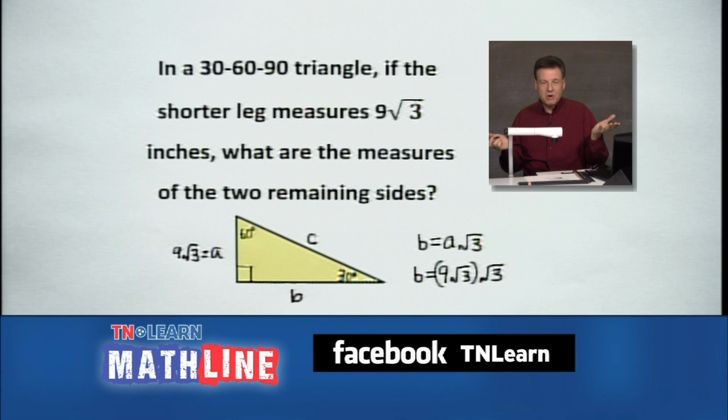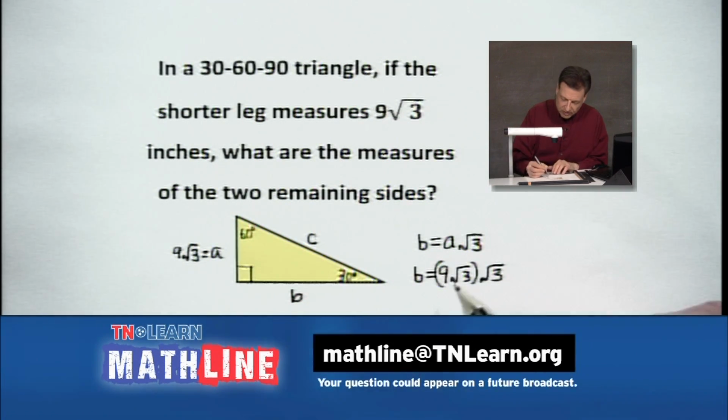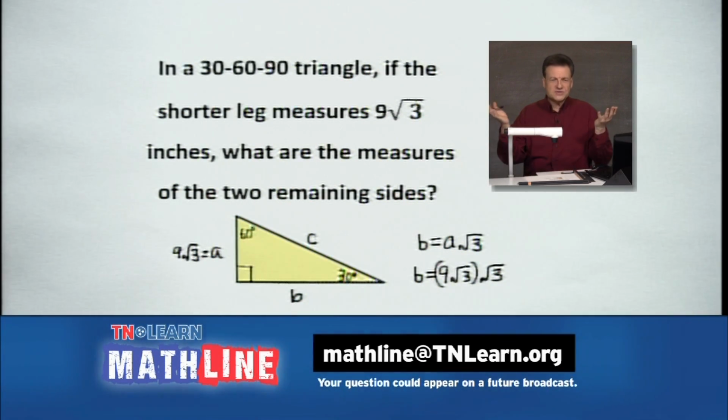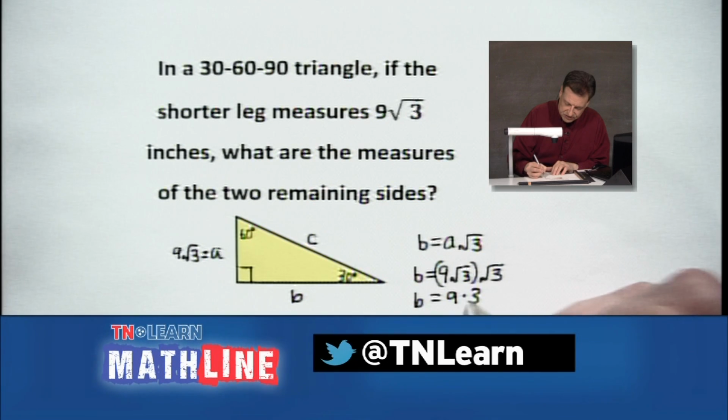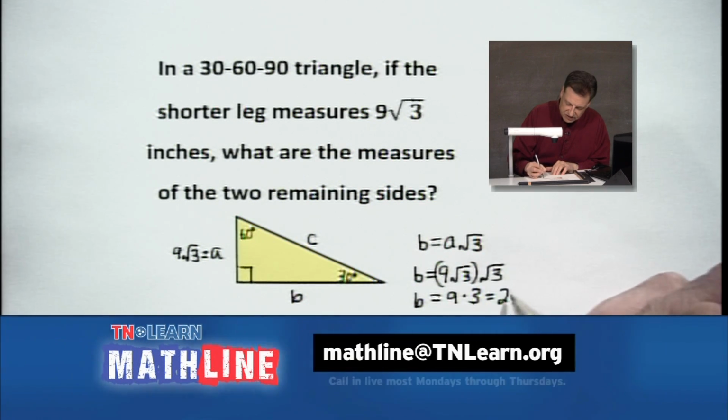Now, guess what? It looks like problems we just practiced, didn't it? We'll bring the 9 over. Oh, what's the square root of 3 times the square root of 3? It's 3. So our final value for B is 9 times 3, which gives us 27.